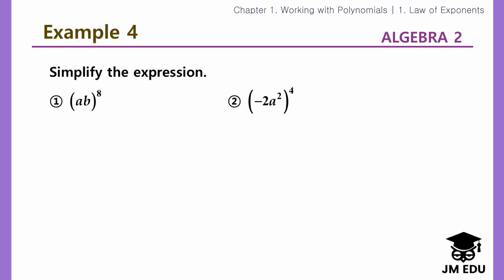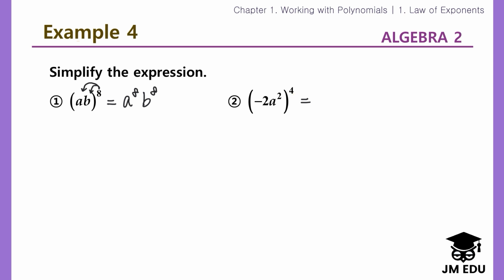Example number 4. Let's simplify the expression. For number 1, we have (ab)^8. What we can do is distribute the exponent: a to the power of 1 times 8 is a to the power of 8, and b to the power of 1 times 8 is b to the power of 8.